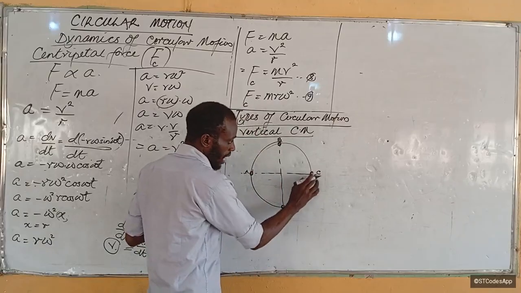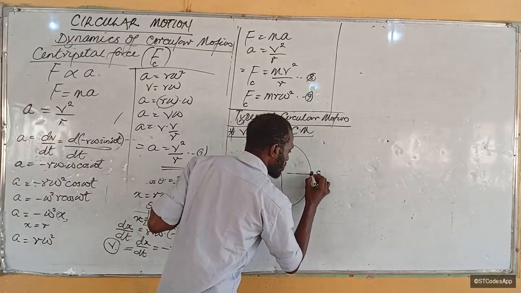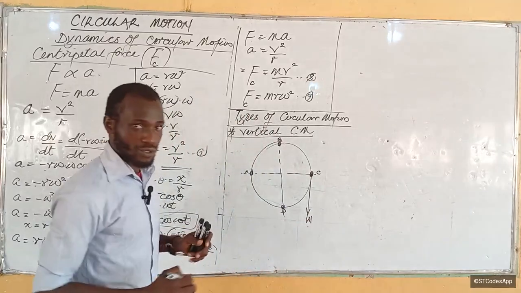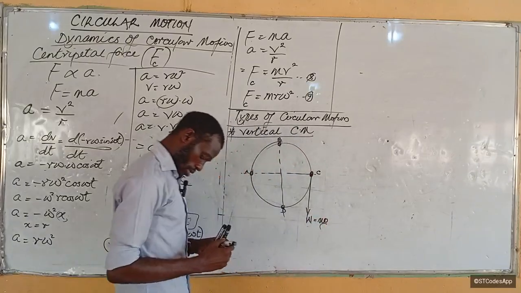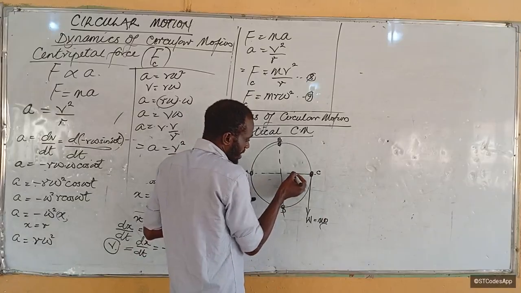So at position C, our body is here. What will happen? The weight of the body will act from the center of gravity or center of mass downward. Weight always acts downward. I've told you that before. So W equal to what? mg.